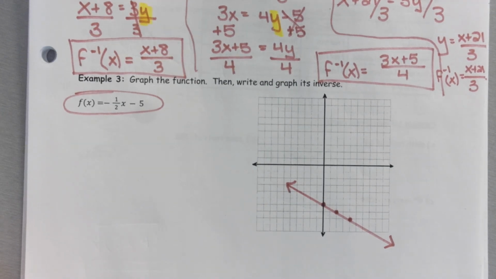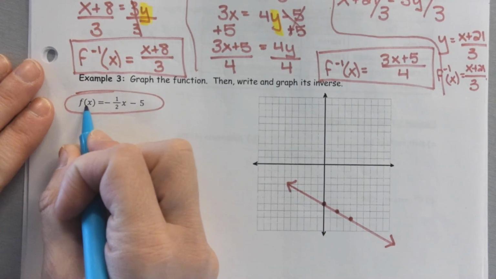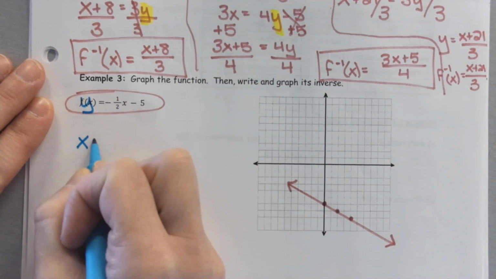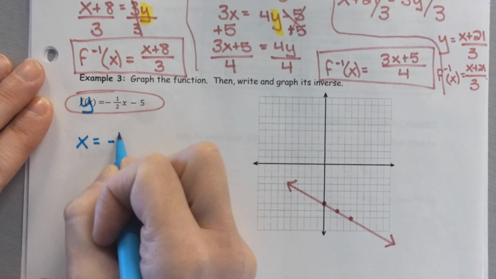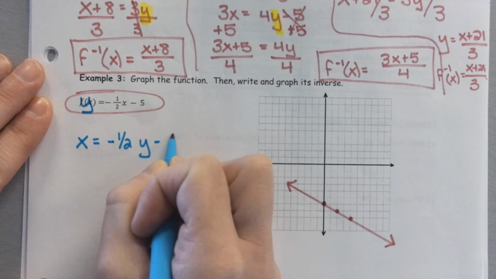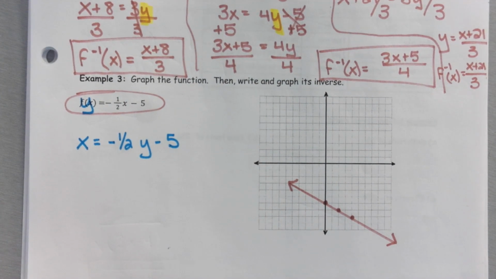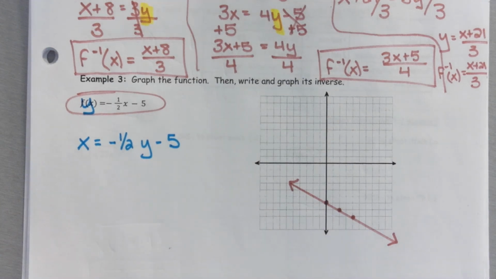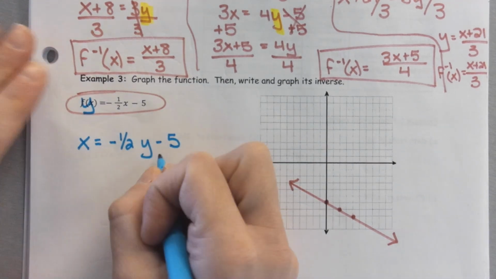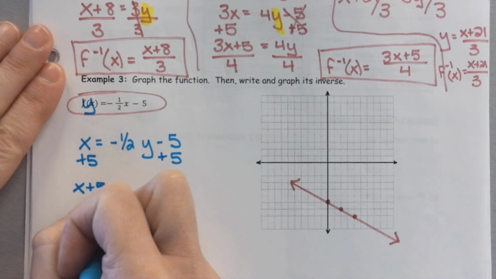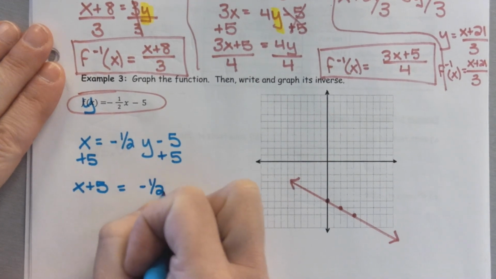Okay, now let's find the inverse. Are you ready? This is y. So I'm going to switch. X equals negative 1/2 y minus 5. I want to solve for new y. How can I get my y alone? What would you do first? Add 5. X plus 5 equals negative 1/2 y.